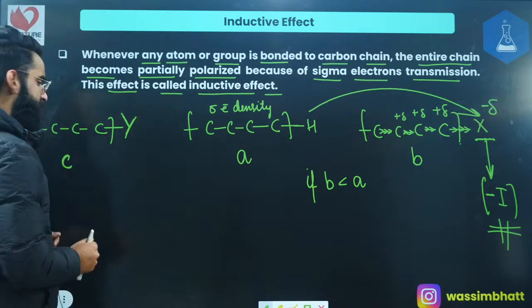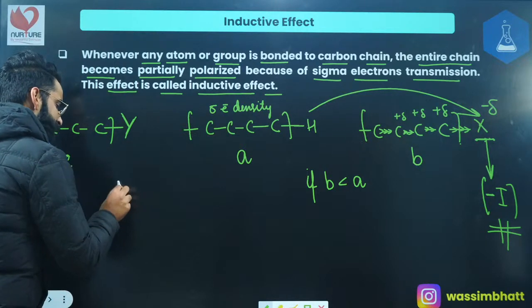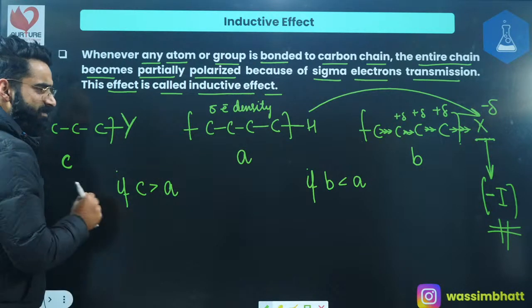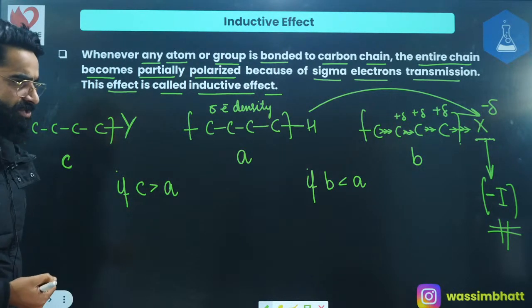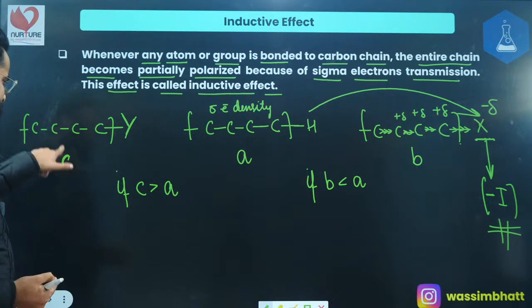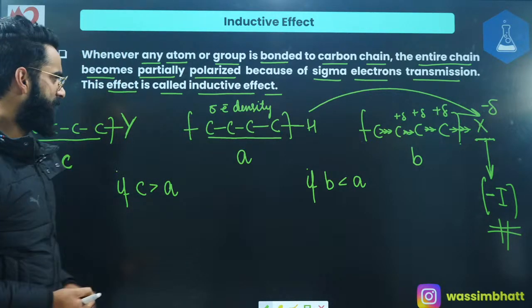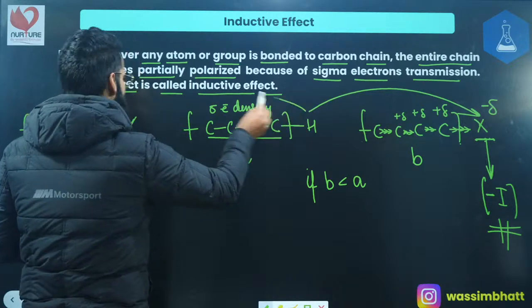Second case, have a look. I'm assuming C is greater than A, this is the second thing which I'm assuming. If C is greater than A, what is C? C is the sigma electron density in this chain. A was the sigma electron density in this chain. What I did basically, I replaced hydrogen with this Y.